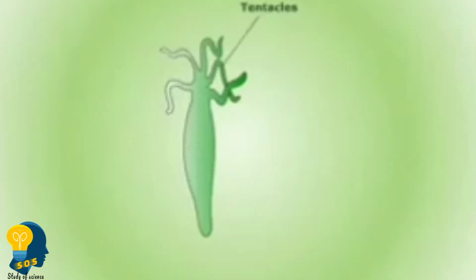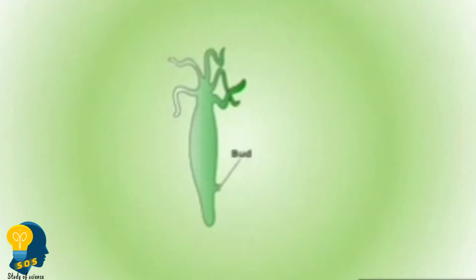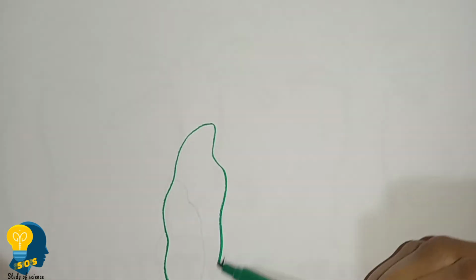See, in budding, a new individual is formed as an outgrowth of the parent. Parent body ಮೇಲೇನೆ ಏನಾಗುತ್ತೆ? ಒಂದು ಹೊಸ organism develop ಆಗುತ್ತೆ. Let us take an example of one of the organism. Let me write, it may be any organism. Okay, so if you observe this organism, what happened? A small bud will develop as an outgrowth.